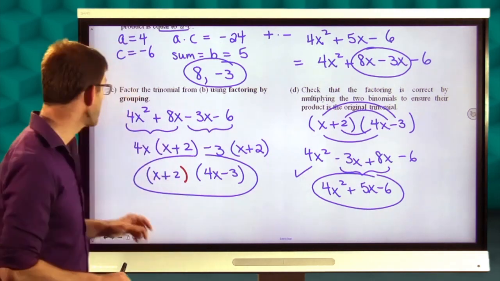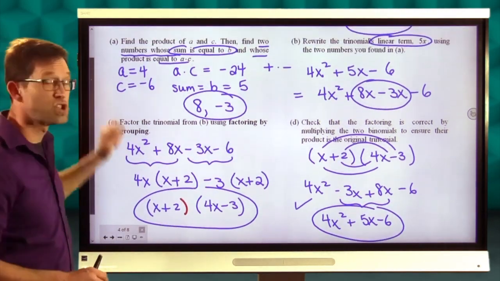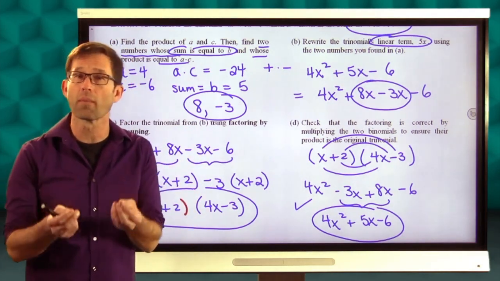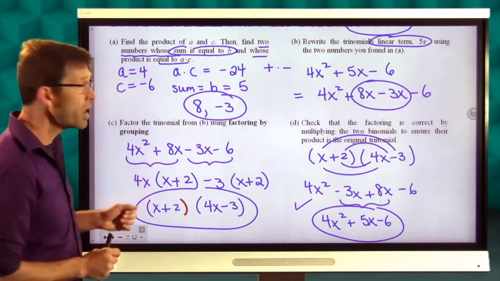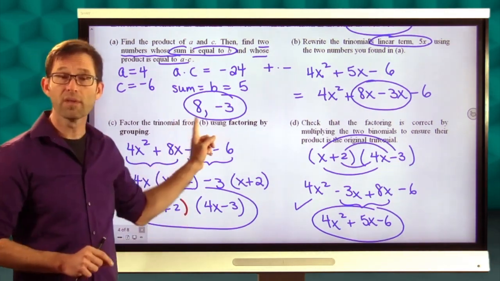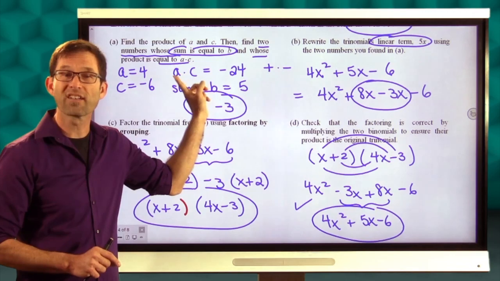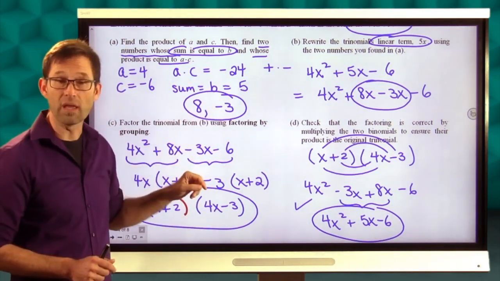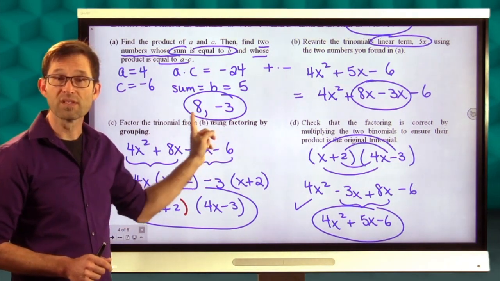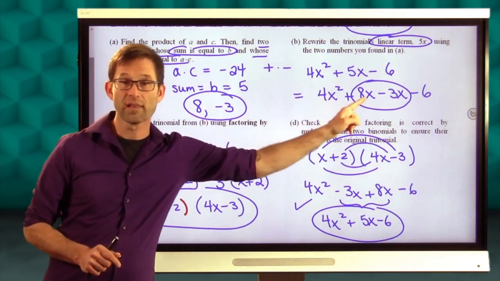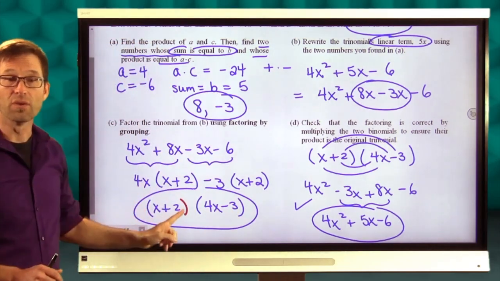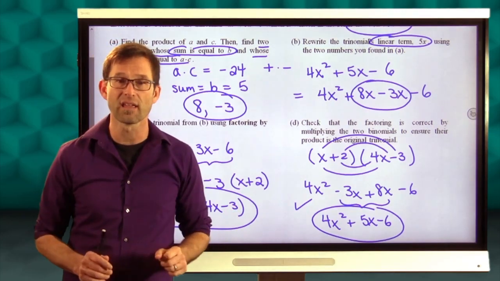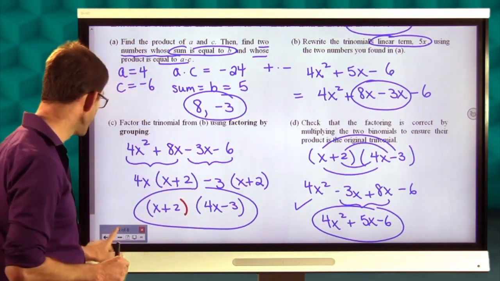So it's a really cool technique because unlike guessing and checking, which is good and you should definitely work with it, it builds up your number sense and all sorts of great stuff. But unlike guessing and checking, if you can find these two numbers, the two numbers that have a product of A times C, that's why it's called the AC factoring method, and a sum of B, then taking these two numbers, you can split that linear term up, and then you can use factoring by grouping to finish it off. It's a fantastic technique. So let's get some more practice with it.